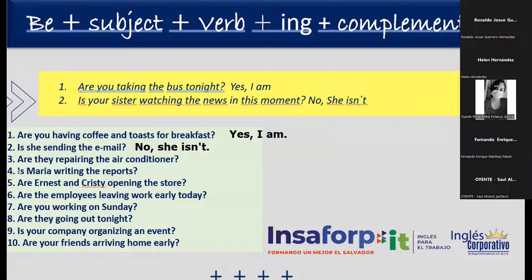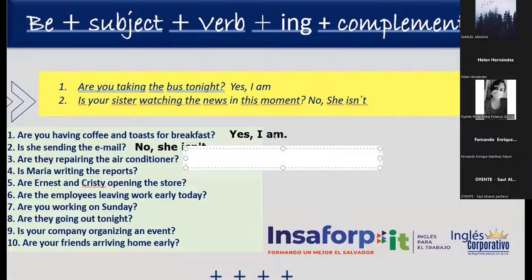Now, Marta Alicia, choose a classmate and ask number three. Are they repairing the air conditioner? ¿A quién se la pregunta? Ok, él está de oyente ahorita, no puede. Vamos a ver otro. A Helen. Ok, Helen. Miss Helen? Okay, then. Vamos a ver a otro compañero, Marta Alicia.